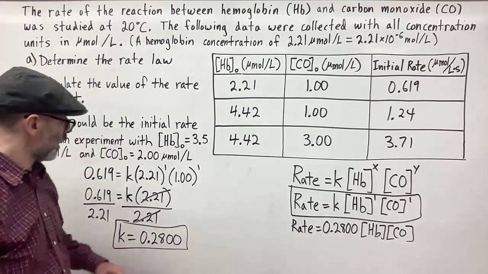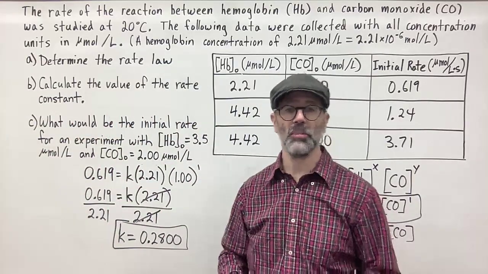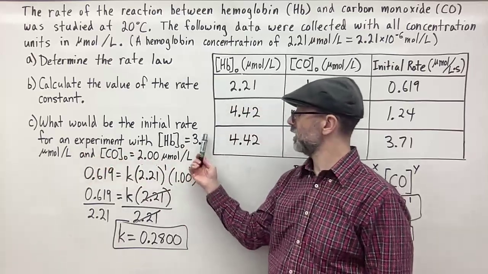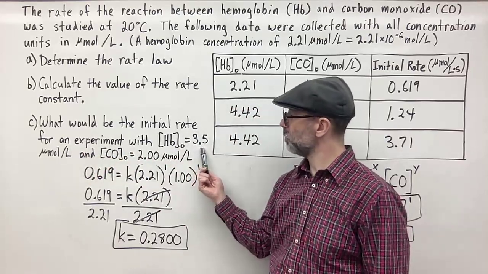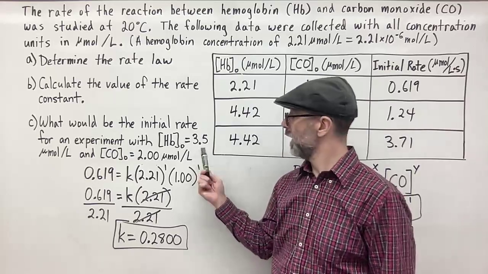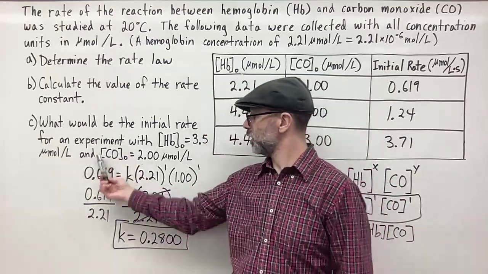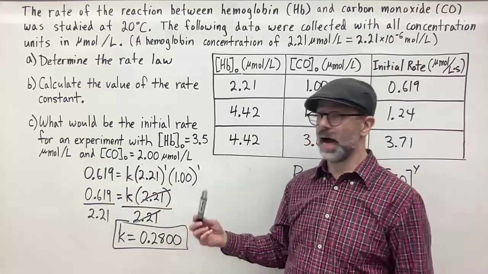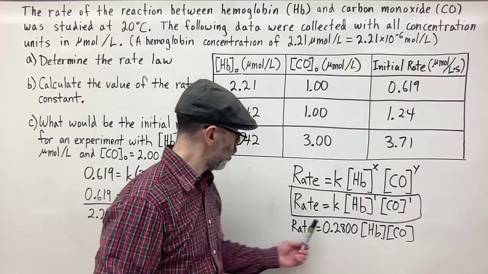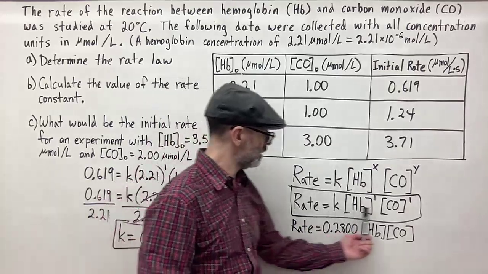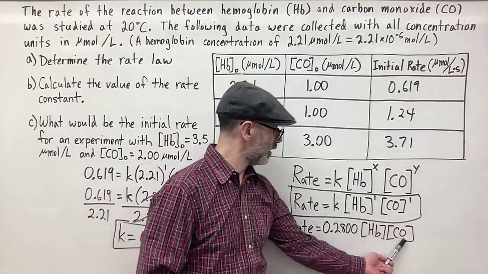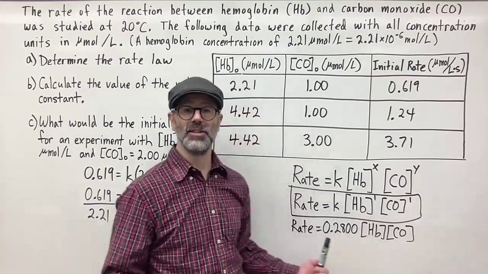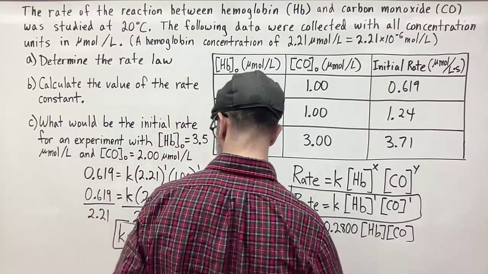So we found the rate constant. Now, for the last problem, they're asking what would be the initial rate for an experiment with the initial concentration of hemoglobin being 3.5 micromoles per liter, and the initial concentration of CO, carbon monoxide, being 2.00 micromoles per liter. Now, to do that, now that we have the rate constant, we can take this equation here, plug in the initial concentrations of the Hb, the hemoglobin, and the carbon monoxide, and solve for the rate. So let's go ahead and do that.